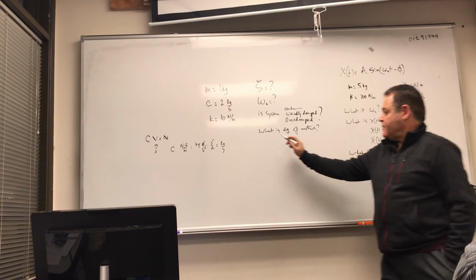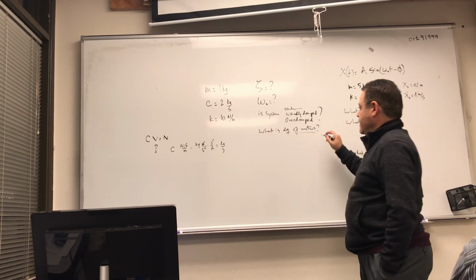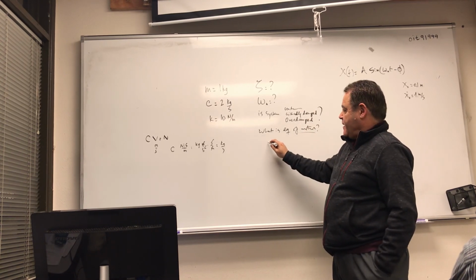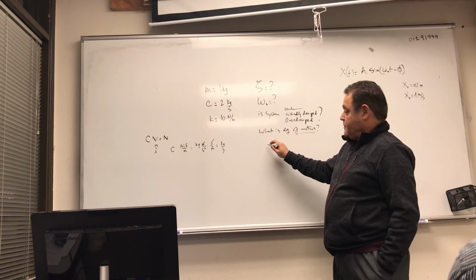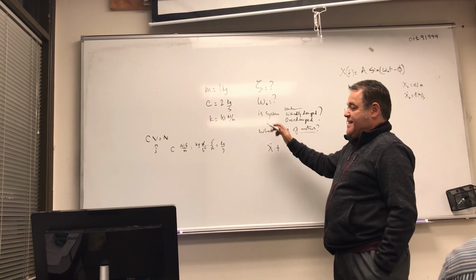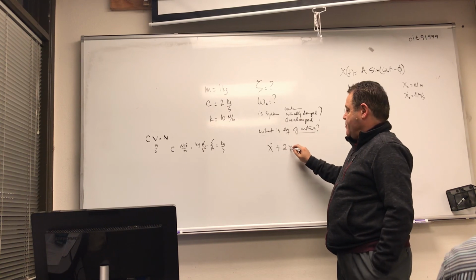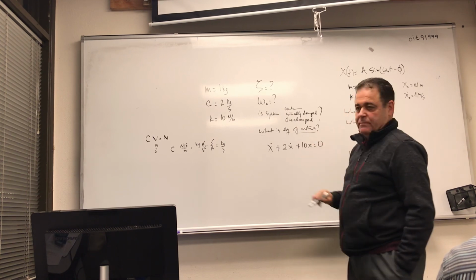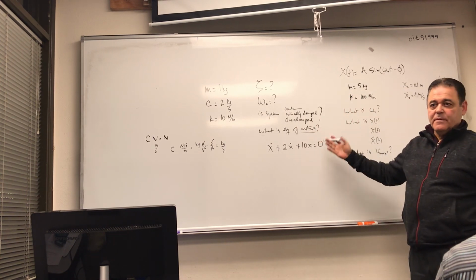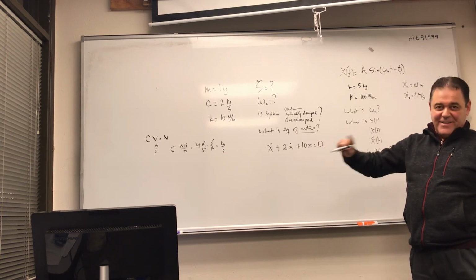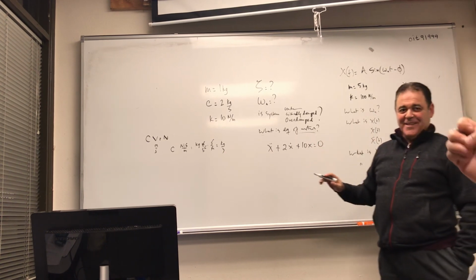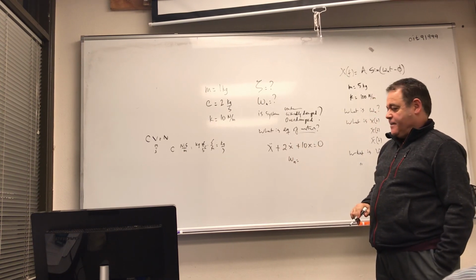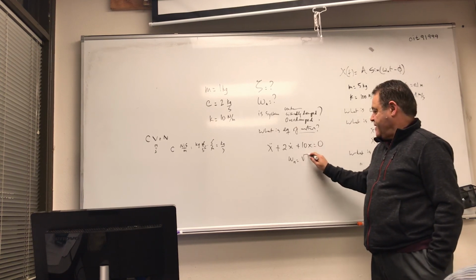So let's start with this one. Is it mx double dot plus cx dot plus kx? You see, it's not the end of the world, so let's replace the values. M is 1, so it's x double dot plus C x dot, which means plus 2x dot, plus 10x equal to 0. See, you already answered this. Maybe this should be on the test. Bonus question: what is omega n based on this? Square root of 10. There you go, done.